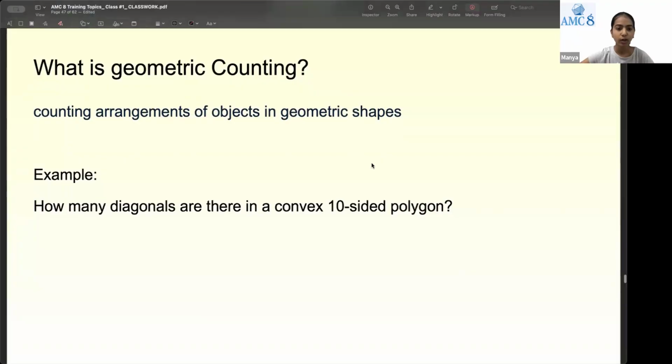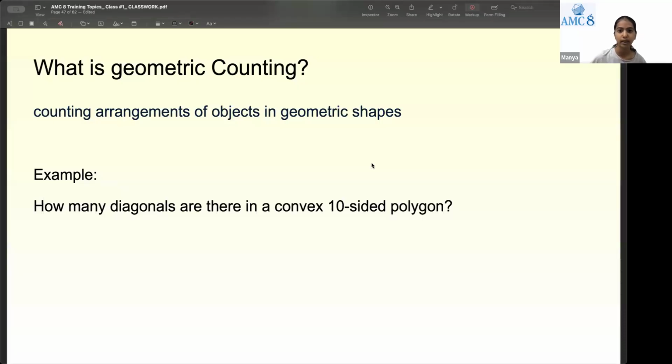So, what is geometric counting? Well, geometric counting is basically counting the arrangements of objects in a geometric shape. By geometric shape, we mean any shape, maybe a circle, triangle, rectangle, square, or any other shape. Here's an example. How many diagonals are there on a convex 10-sided polygon?